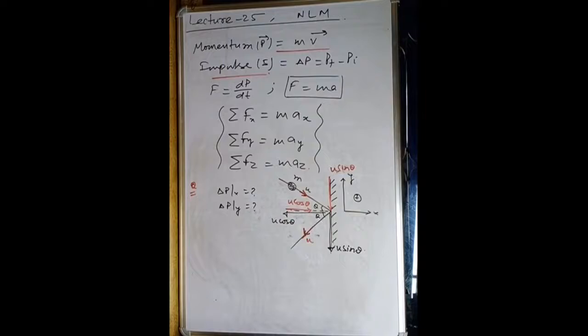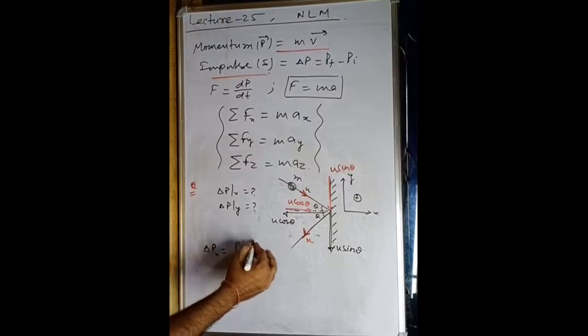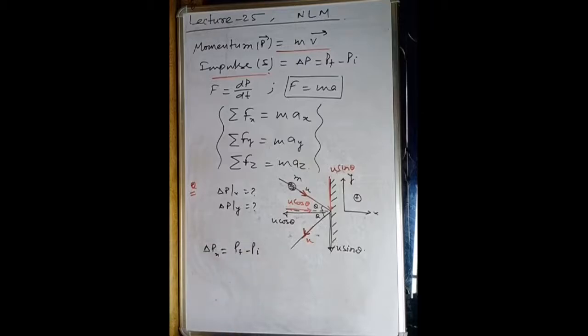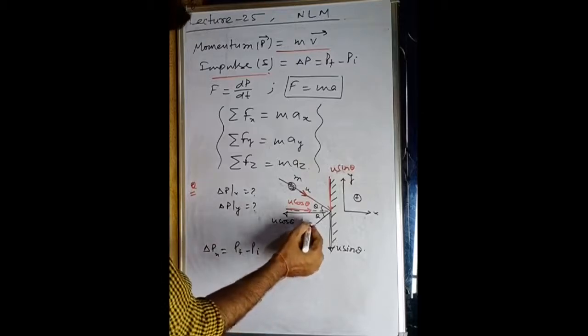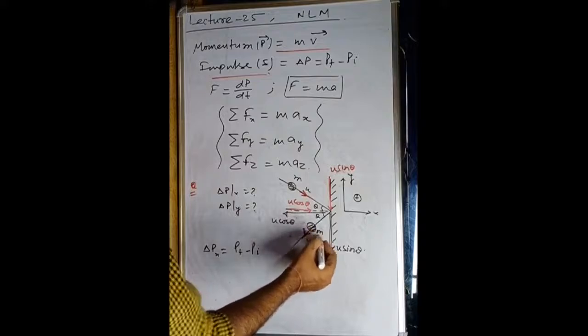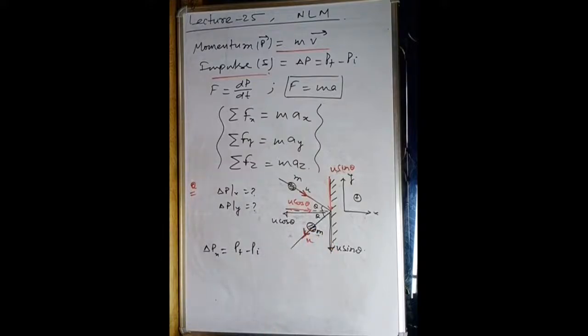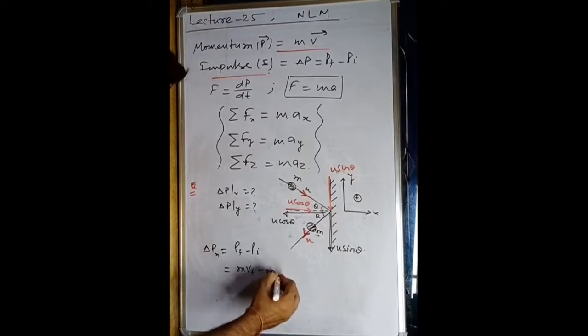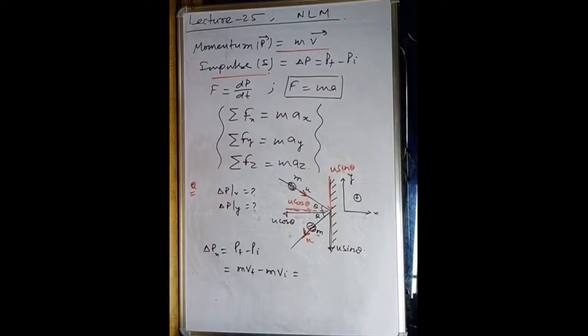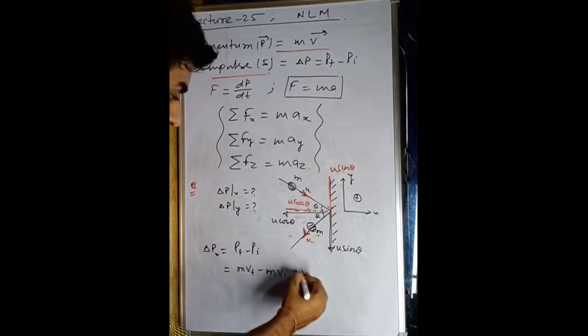Okay, now we are going to calculate the change in momentum along the x and y axes. Here delta px, the change along the x-axis, is p final minus p initial. The mass of the ball is m, and the same ball is reflected back with the same mass without losing any energy. The final momentum is the mass times the final velocity, minus the mass times the initial velocity. So the mass is not going to change, m.